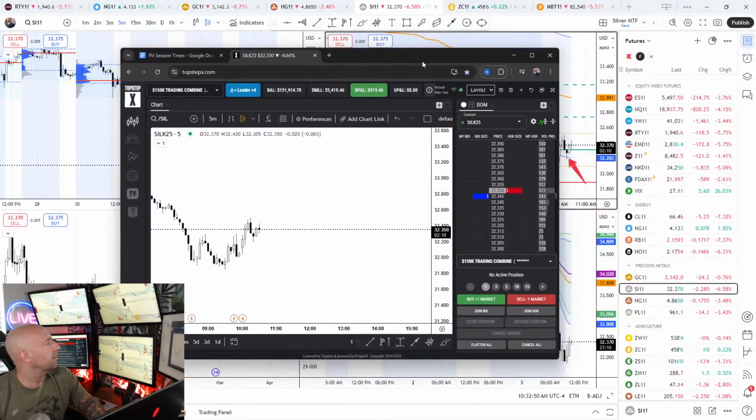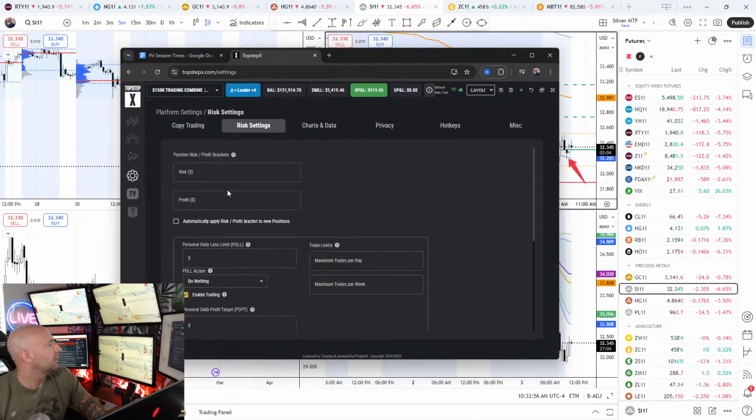So what I'm going to do on my risk settings here, guys, I don't know if you guys trade Topstep at all, but they have these awesome risk settings that I can do.